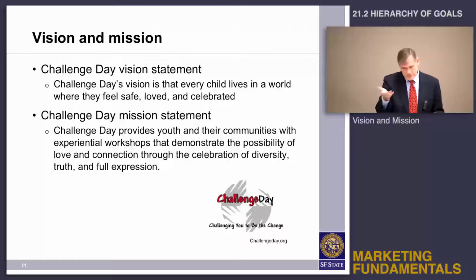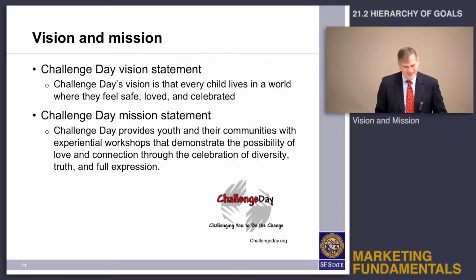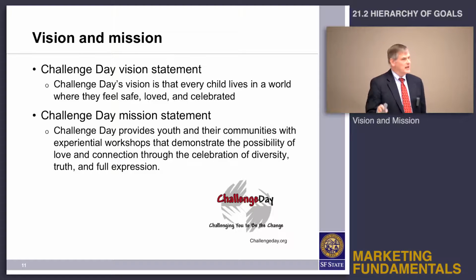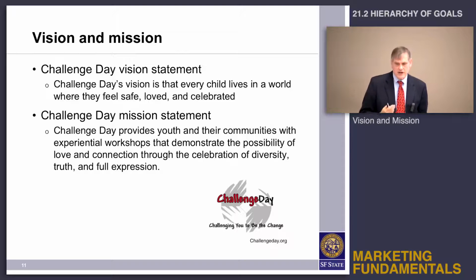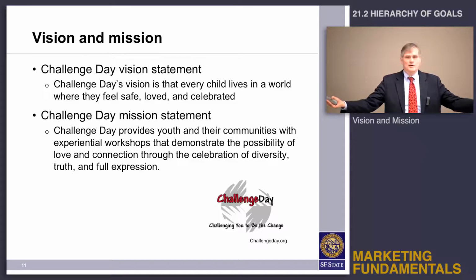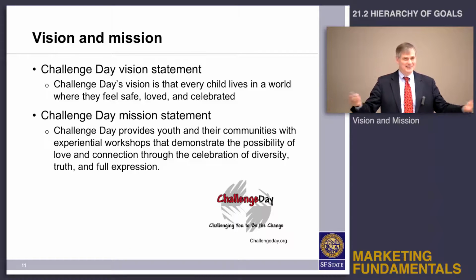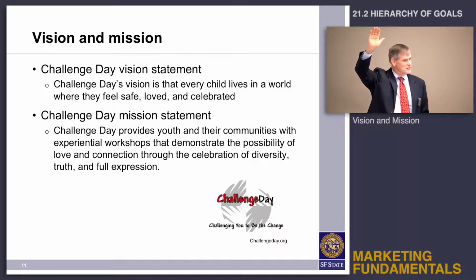So as an example, this is an organization I worked with, and believe me, this took some time. What they were using as their mission statement was this first thing, which is a beautiful statement. The vision is that every child lives in a world where they feel safe, loved, and celebrated. And who's against that? Is there anybody here who wants to make children feel miserable?